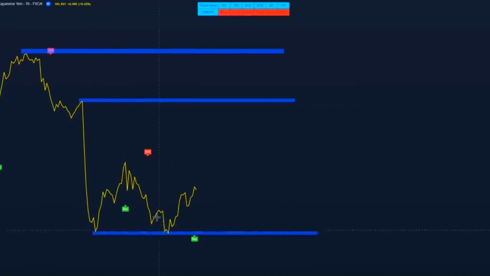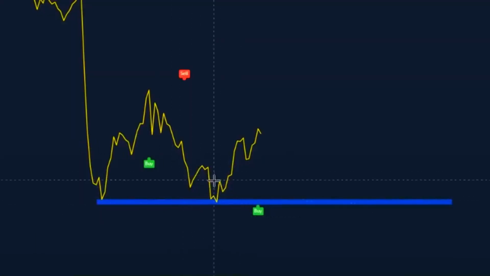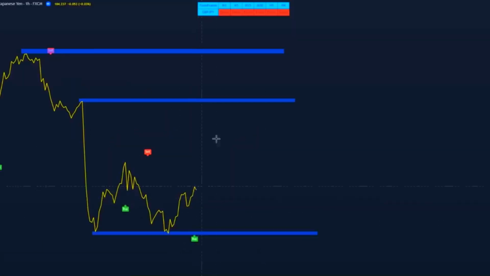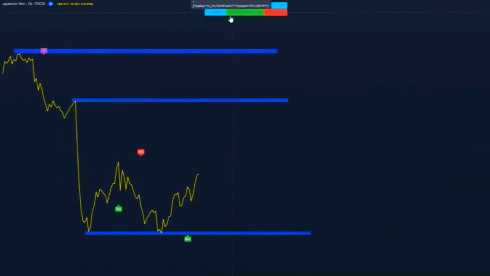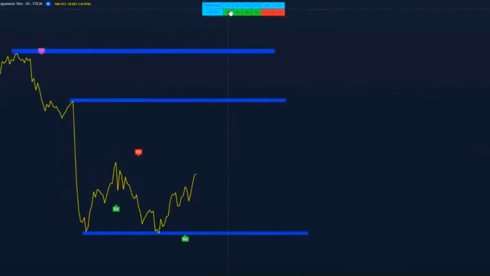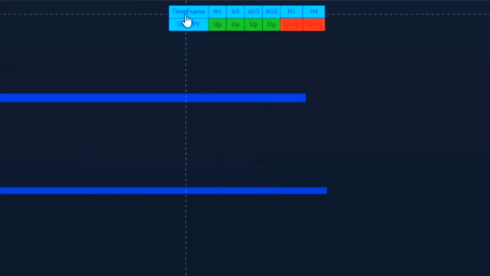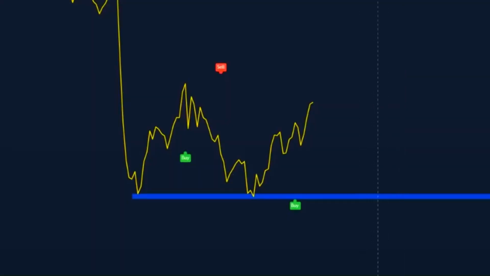As you can see, price did bounce off this support zone right here and did show a buy label, but unfortunately the trend table does show down, meaning that we are still in a selling market. So let's carry on and see what happens. And just after a couple more candles, we have 4 uptrends on the time frame table. So it is now safe to enter.